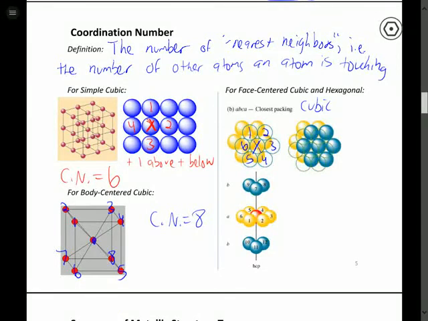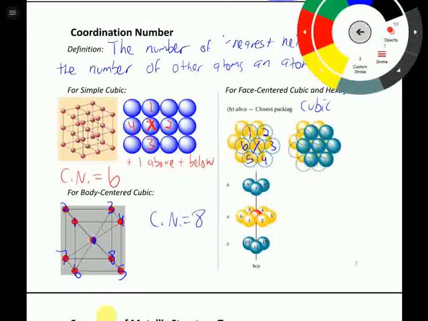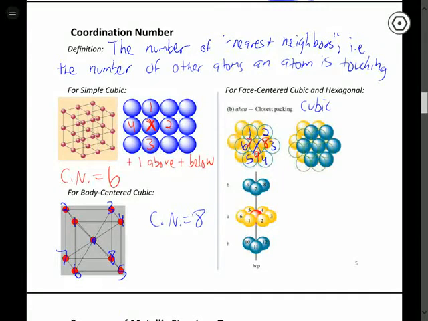Now, in the layer below it, if we look at the yellow spheres, which are the ones below this one, see how this atom here that I marked with an X is sitting in a dimple created by 3 spheres below it. So that would be 7, 8, and 9 in the layer below. Then we have another layer on top, which is going to be 10, 11, and 12. So in total, there's 12 atoms touching each other.